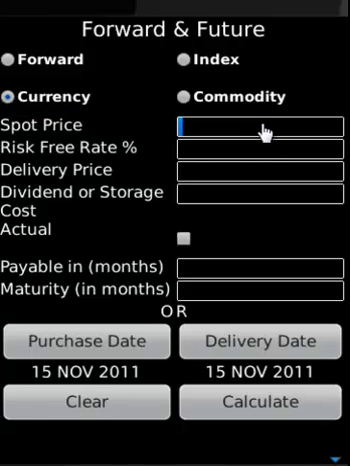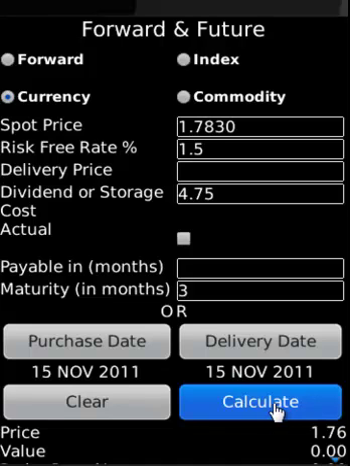So you go to currency: 1.7830, risk-free rate 1.5, maturity in 3 months, and in this case we have a repo rate or a dividend which is 4.75. Okay, and this is what the calculation is. Now clear all this.